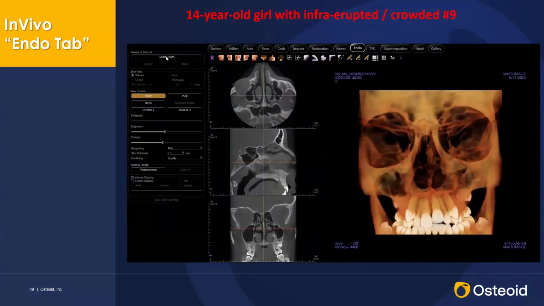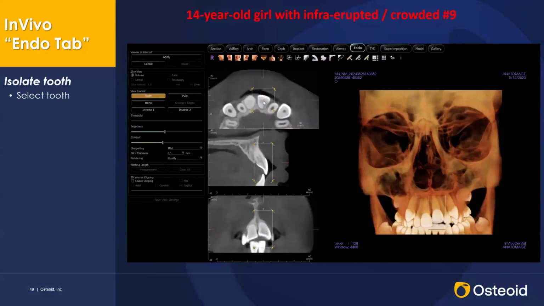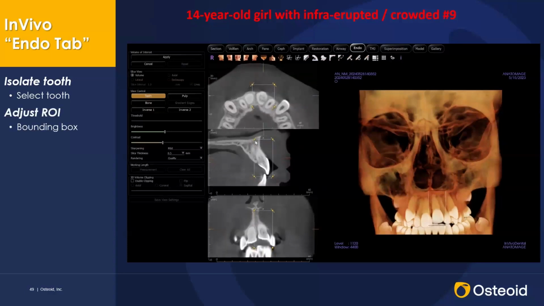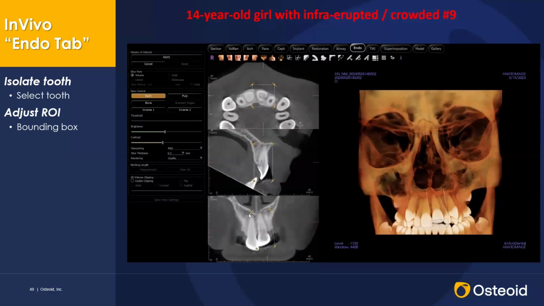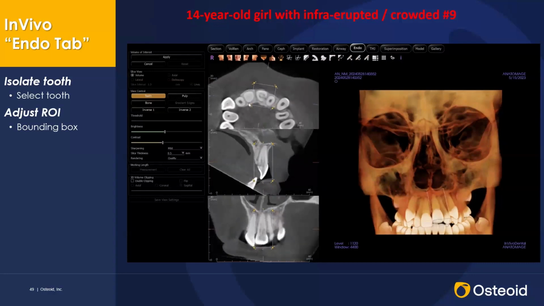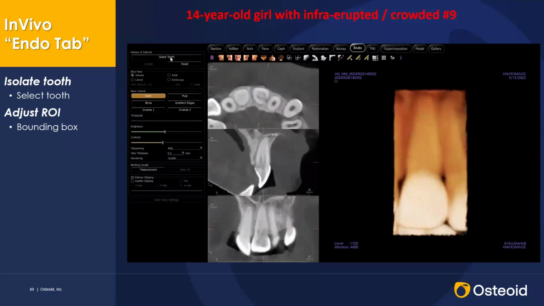The first thing that we would always do is to isolate the tooth. And we isolate the tooth by drawing what's referred to as a bounding box. You can see here on the middle part of the screen. And then we adjust this bounding box to be perpendicular to the tooth in all dimensions. First in the sagittal, then in the coronal, and now, as you can see here, in the axial. We rotate it such that all of these cross sections line up perpendicularly, and then we'll apply it.